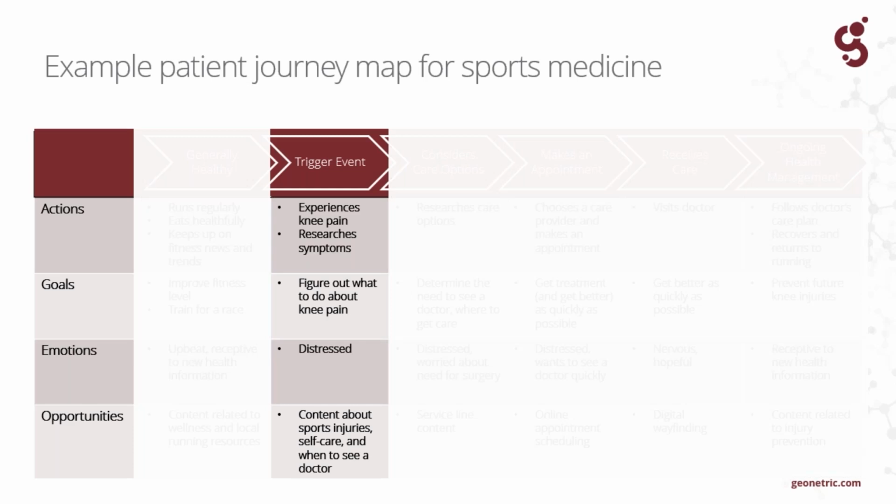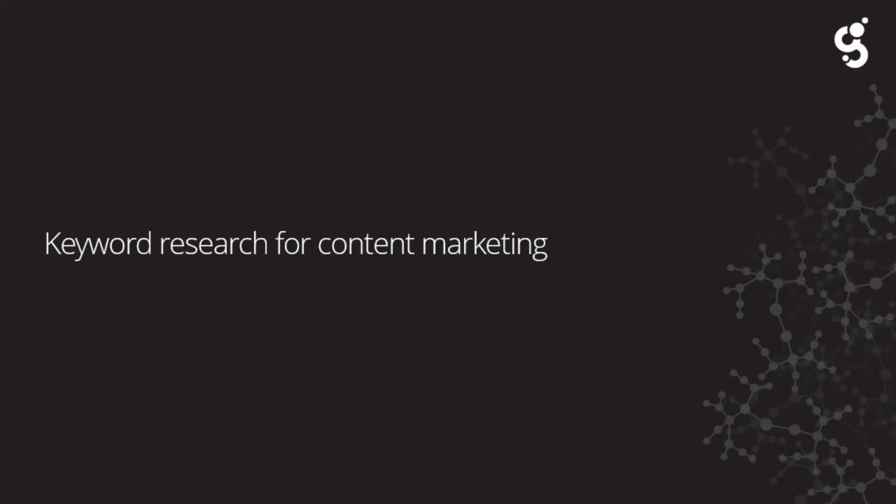So we have some different opportunities here, such as content about sports injuries or self-care, and when to see a doctor versus when to treat yourself at home. So you can see in this journey map how we start matching the type of content to the patient's needs for where they are in their journey. But we want to get a little bit more specific than that when it comes to actually figuring out what the article is that we're going to write. And one great tool to help with that is keyword research. And I'm going to turn it back to Erin to talk some more about that.